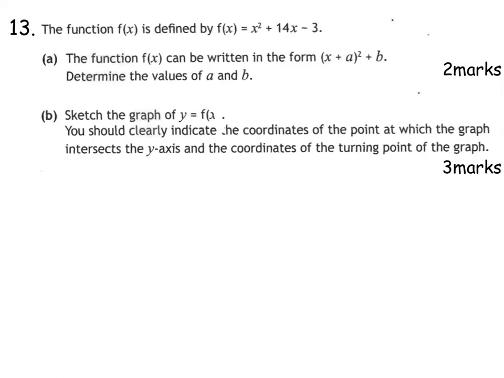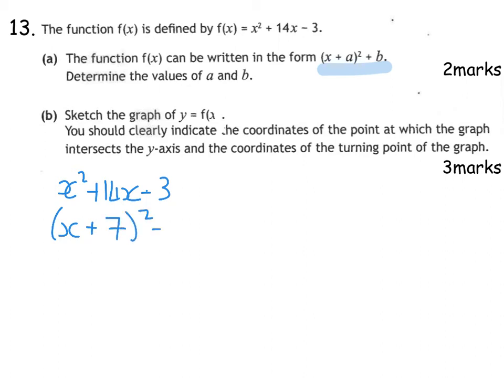Okay, so we're now on to question 13. It's given as a function, and it says it can be written in this form to find a and b. Now that form there, you should hopefully recognise is just completing the square. So we're going to start with the function x squared plus 14x minus 3. To complete the square, you do x plus half of the 14 is 7, all squared.